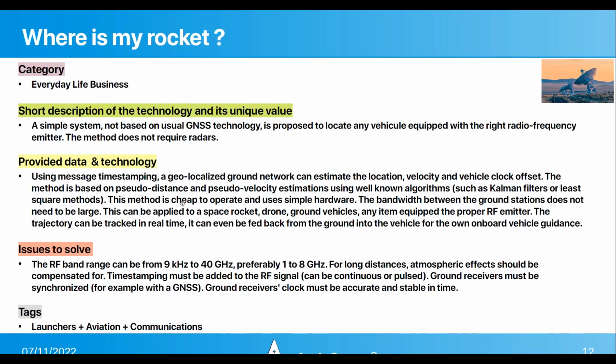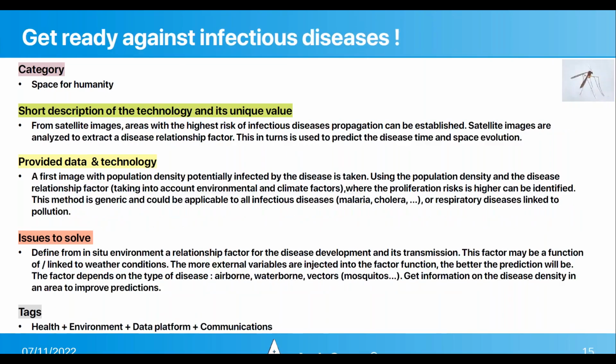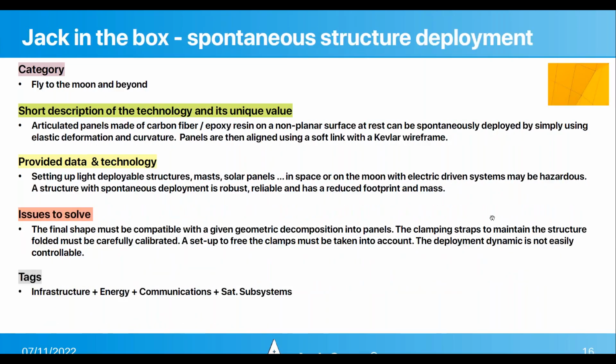Can you explain more on challenge number 8? So it's the last one. It was called Jack in the Box. The idea is that you use panels made of carbon fiber and epoxy resin, and they are curved. You use the elastic energy stored in this curvature.